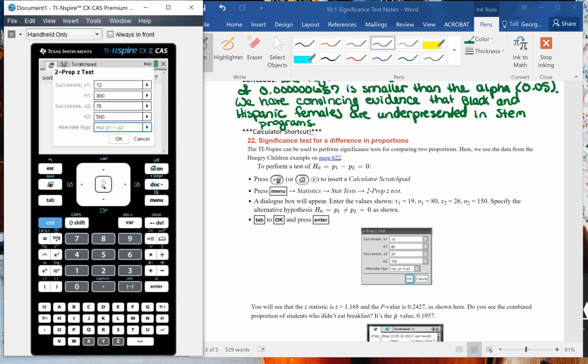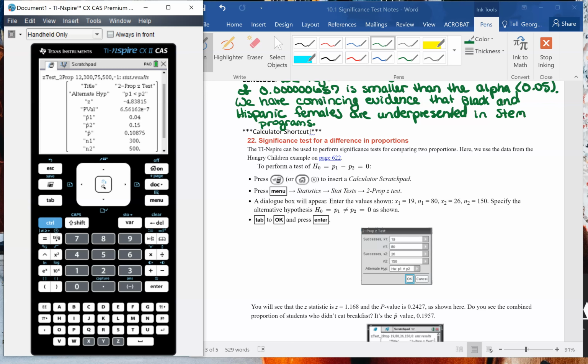It's going to spit out some scary looking stuff here. We don't need all of that information, but we need some of it. First off, it gives us our Z, which is our test statistic, the negative 4.838. It gives us our p-value, which was the 6.56 times 10 to the negative 7th. It also calculates your p-hat1 and p-hat2 for you. And I think that's all we need for that one.